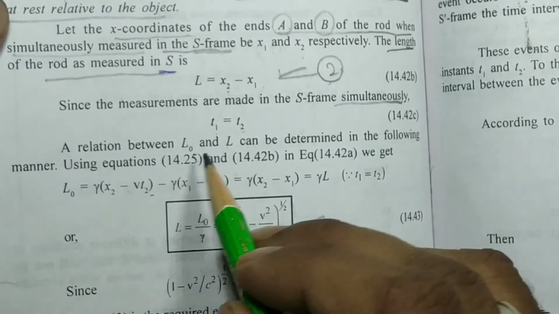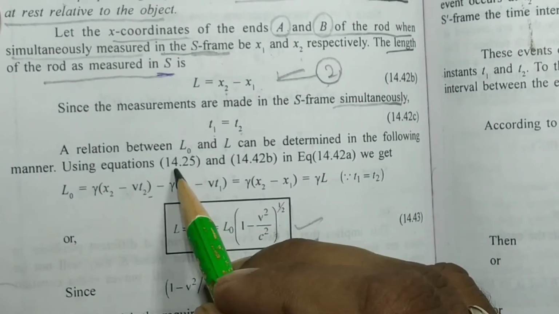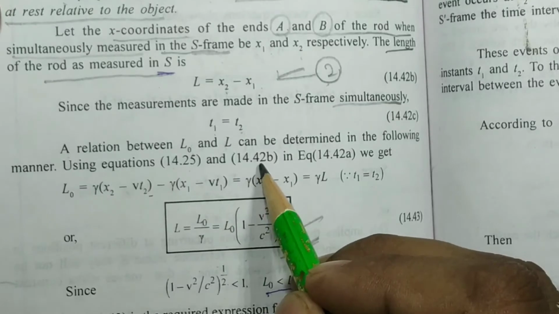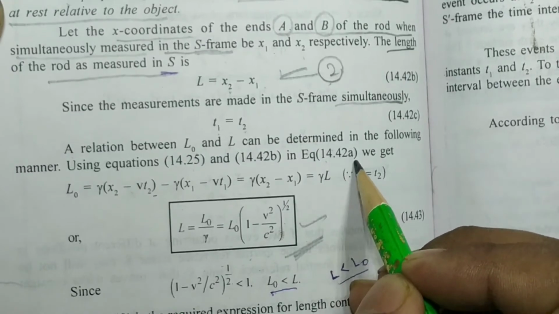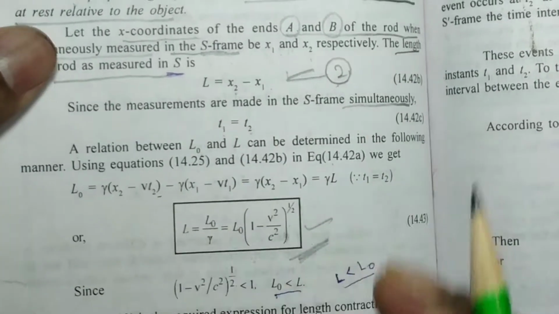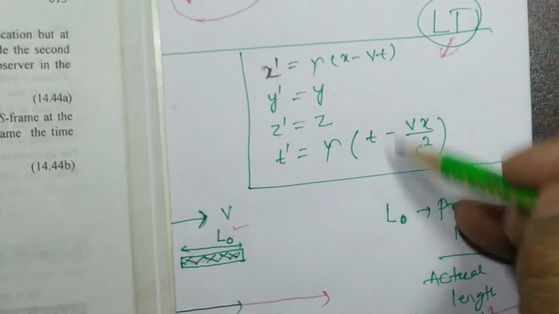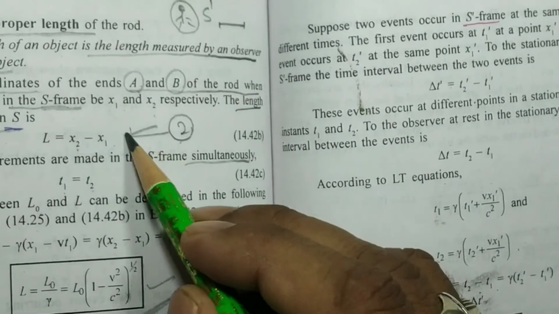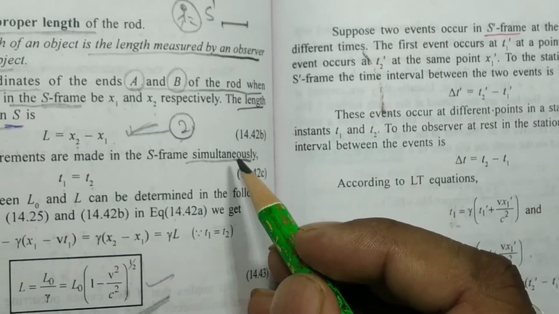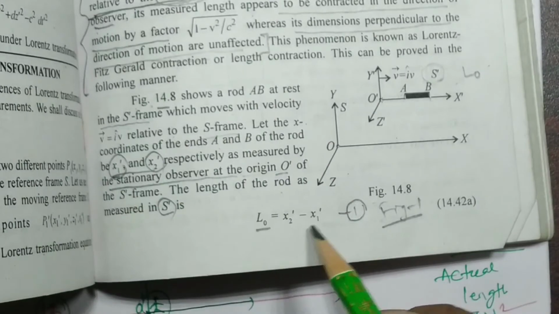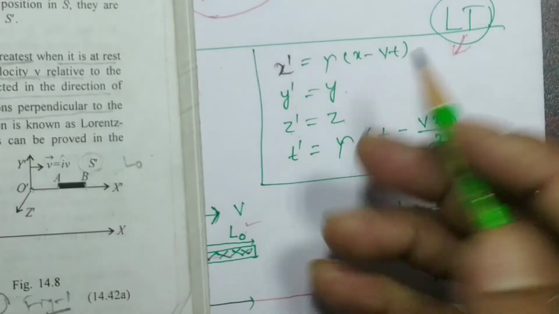The relation between L0 and L can be determined in the following manner by using equations 14.25 and 14.42b in equation 14.42a. That means we have to use our previous equations, the Lorentz transformation equations, and put them in our equation number 2. In this equation we have to put the values of x dash, y dash, z dash, and we can get the answer.